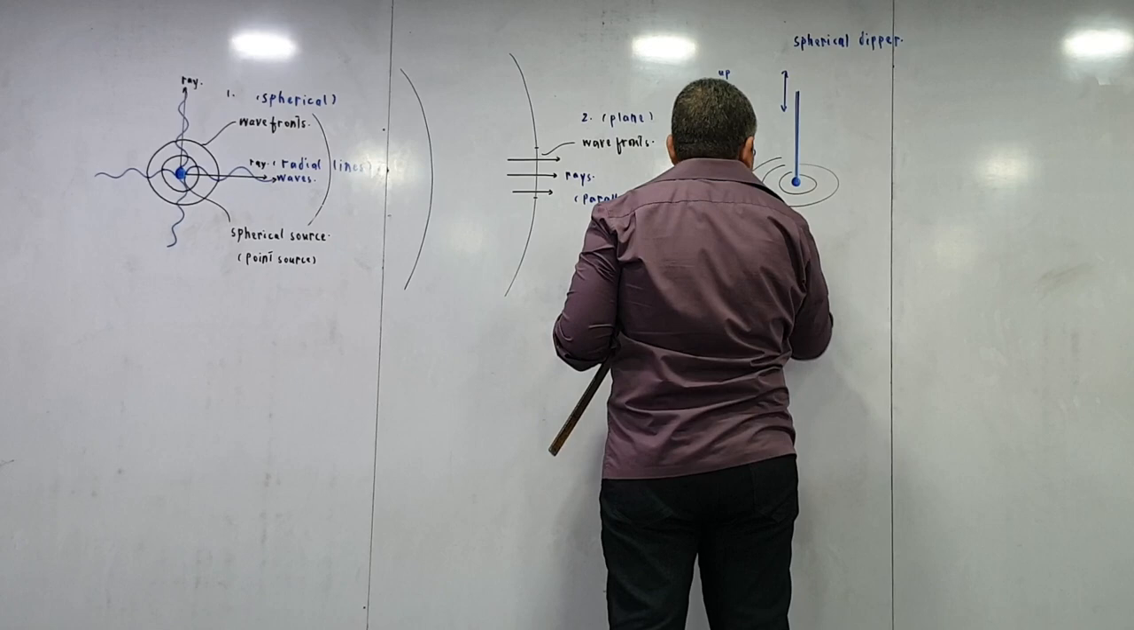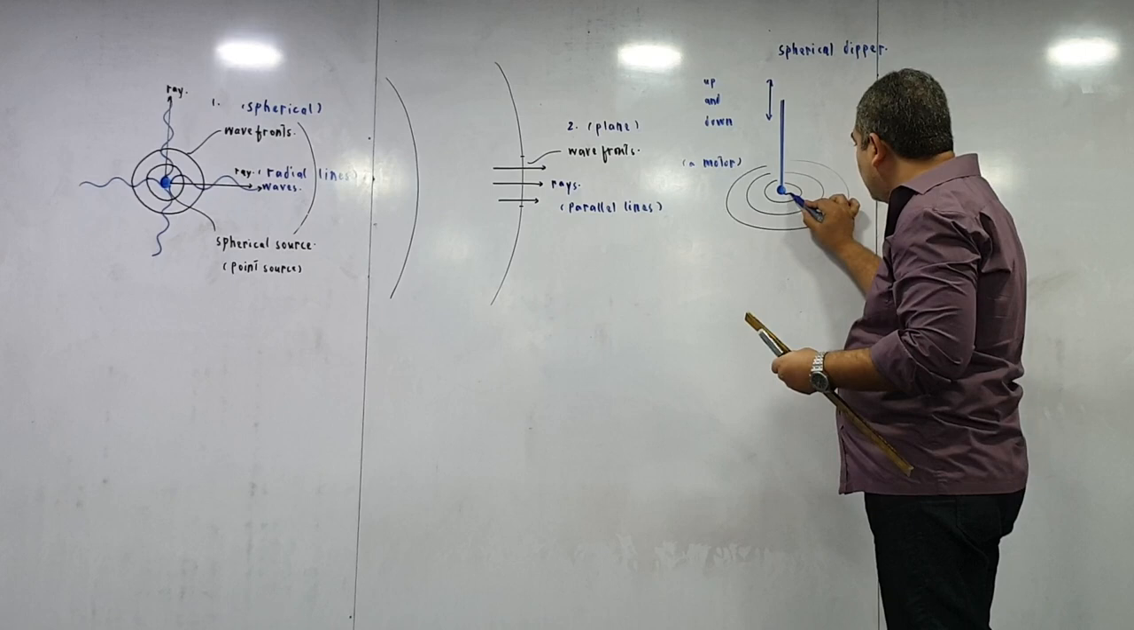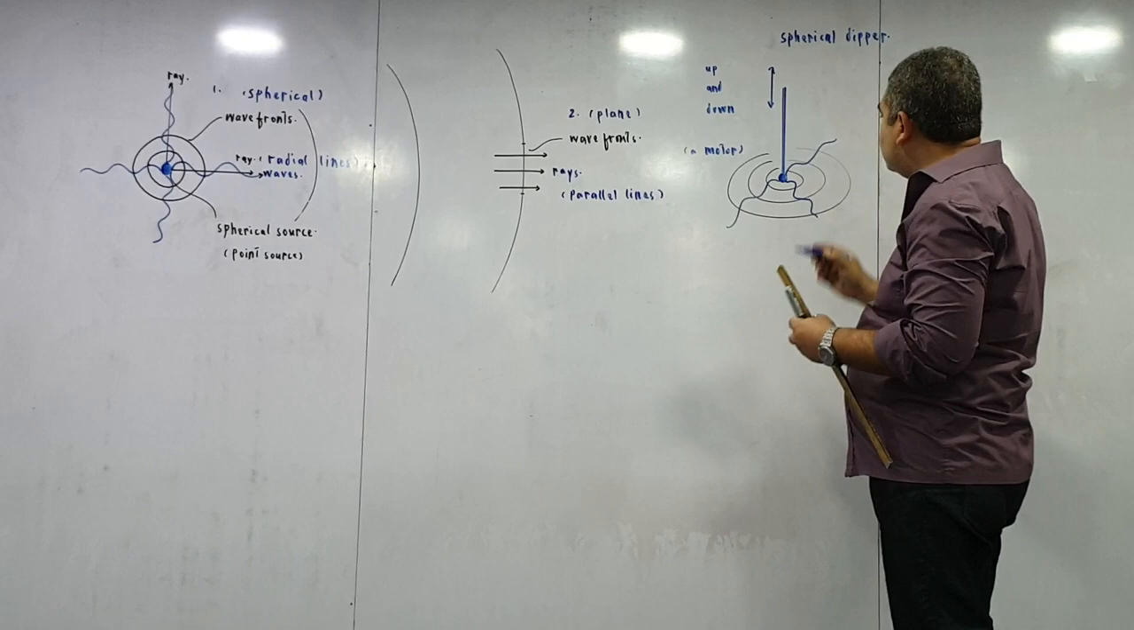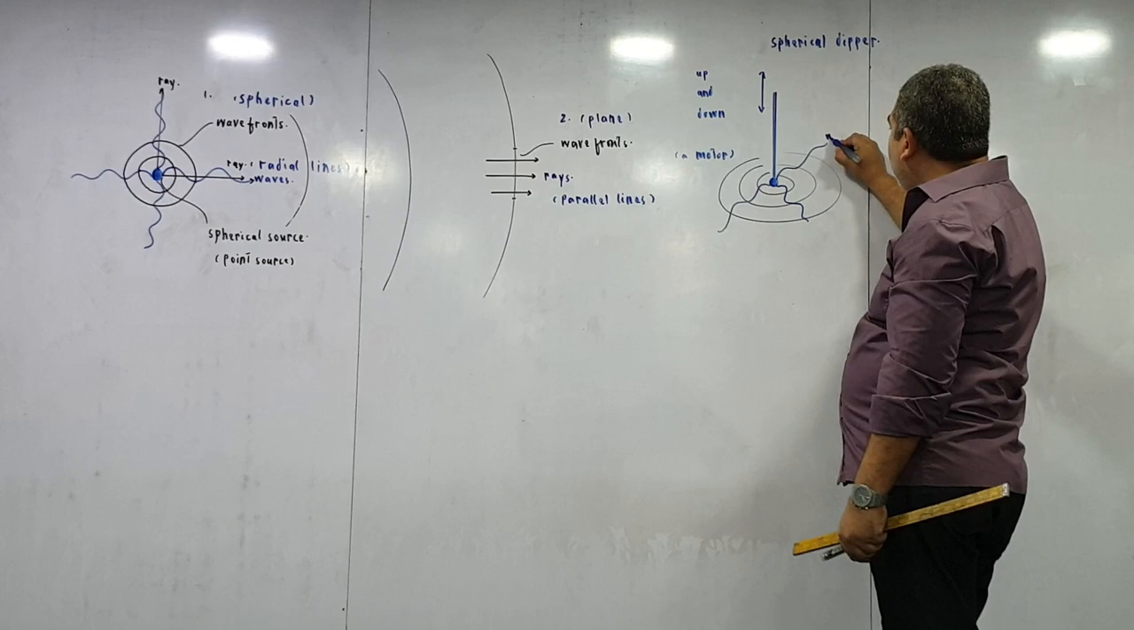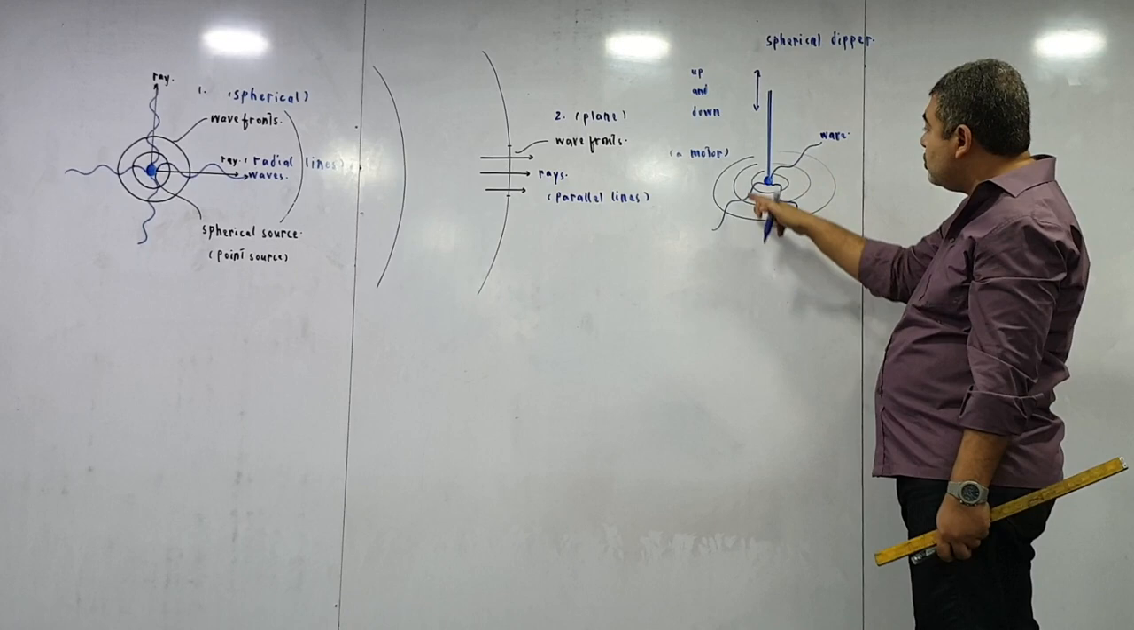Right? And actually, waves are produced, and the locus of all the points which are in the same phase. So this is actually the wave which is generated by this dipper, and these are the imaginary lines. These are what? The wavefronts.